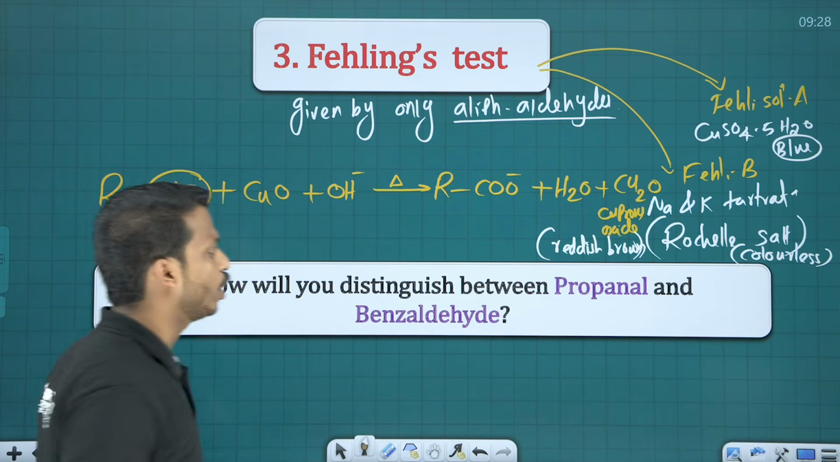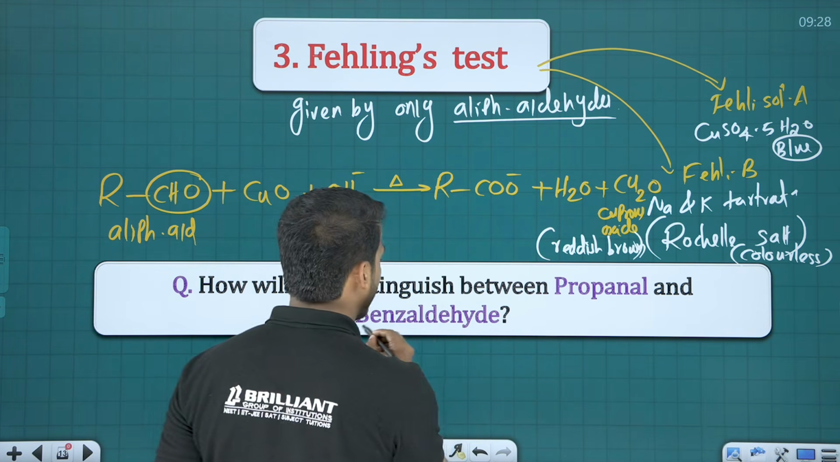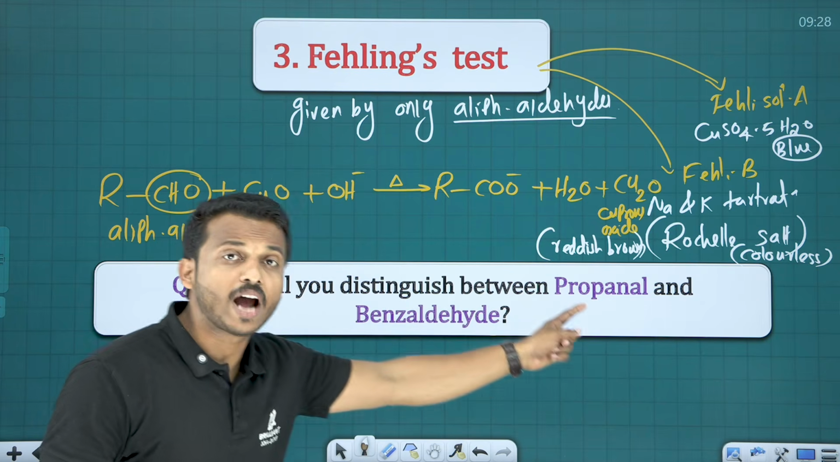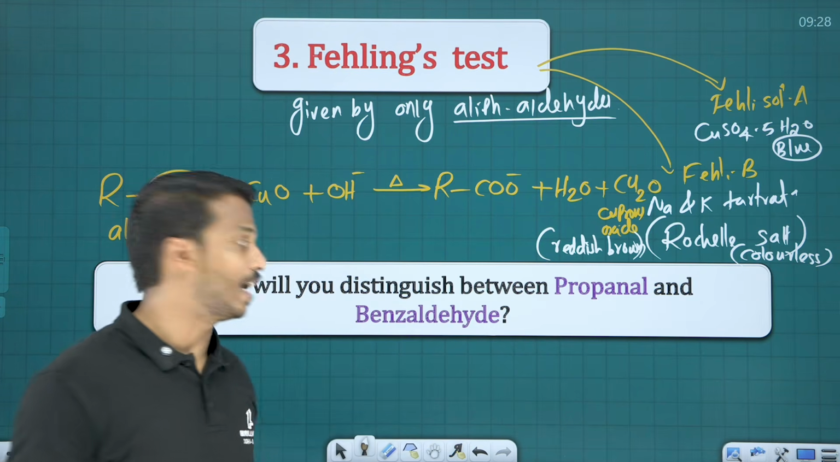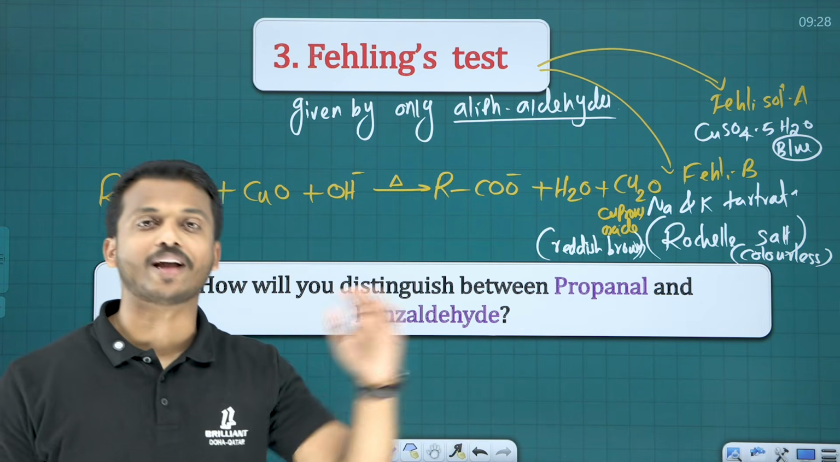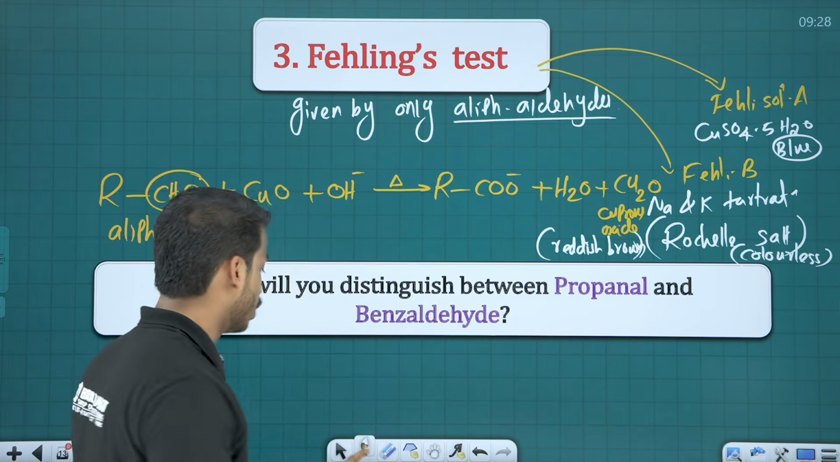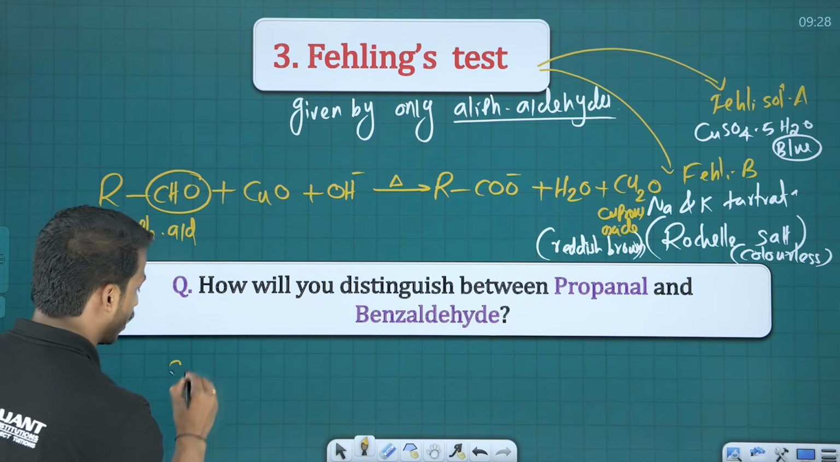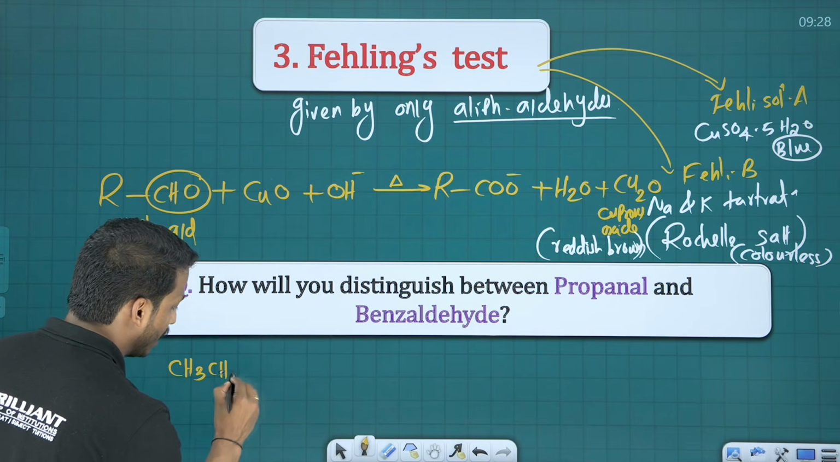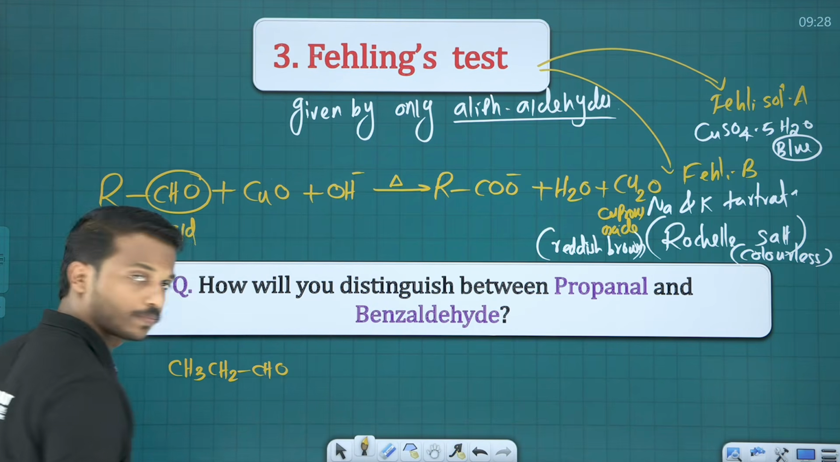Question: how will you distinguish between propanal and benzaldehyde? Propanal is an aliphatic aldehyde. Benzaldehyde is an aromatic aldehyde. Aliphatic aldehyde gives Fehling's test. So let me take propanal. How do you write the reaction? Propanal is CH3CH2CHO.